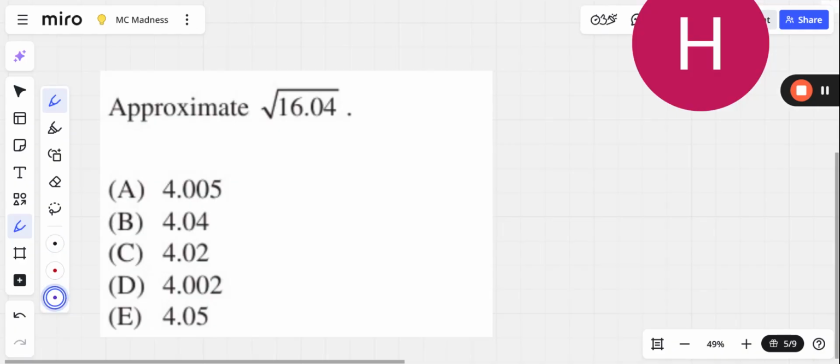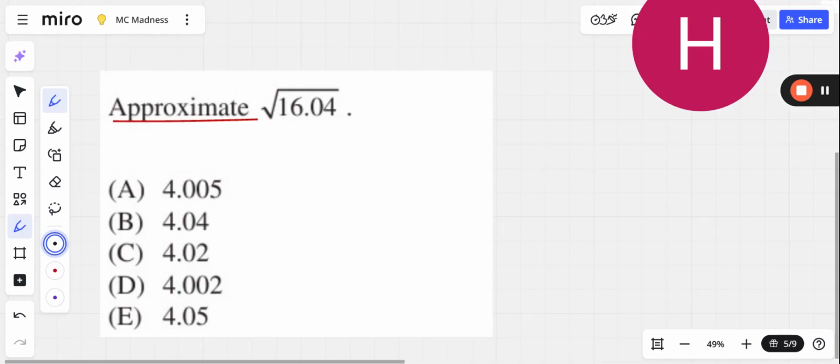And I want you to approximate this using calculus methods. I do not want you to actually solve what the square root is. I want you to approximate it. Give yourself 2 minutes and then come on back and see how we do it here.